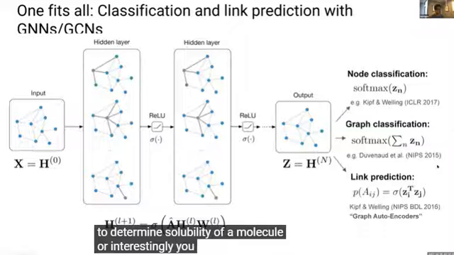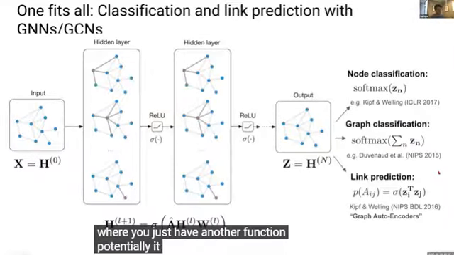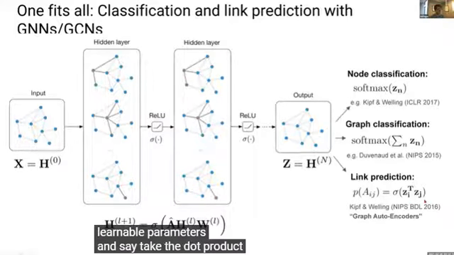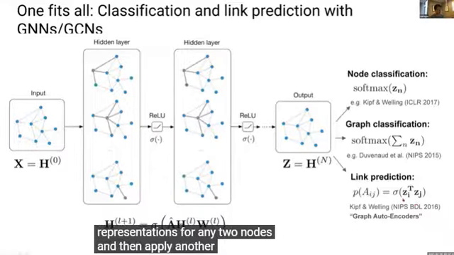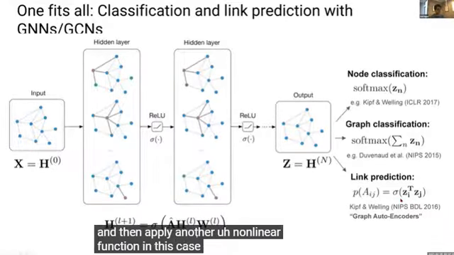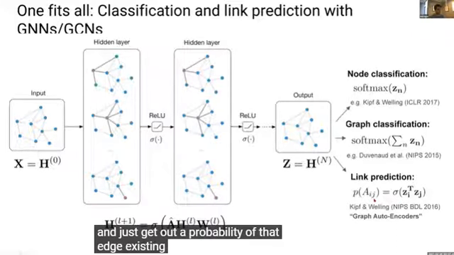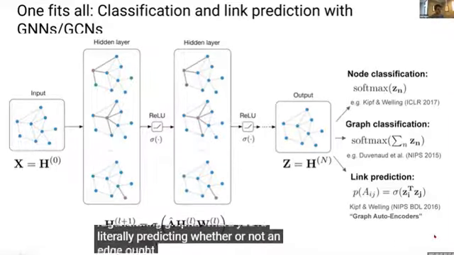Or interestingly, you can even do link prediction, where you just have another function. Potentially it could even have its own learnable parameters, and say, take the dot product between the representations for any two nodes, and then apply another nonlinear function, in this case a sigmoid, and just get out a probability of that edge existing. And now you can get into things like graph autoencoders and regenerating graphs, where you're literally predicting whether or not an edge ought to exist.